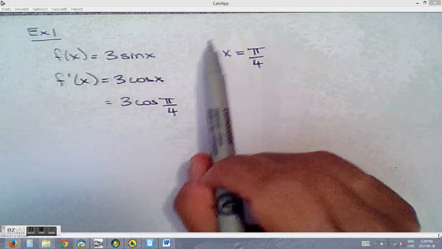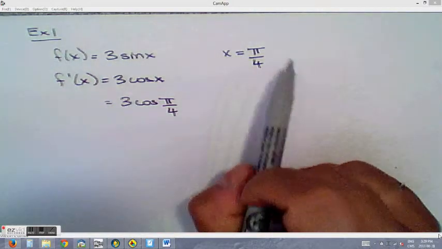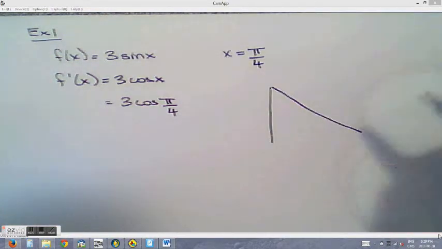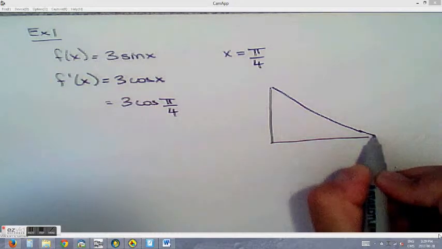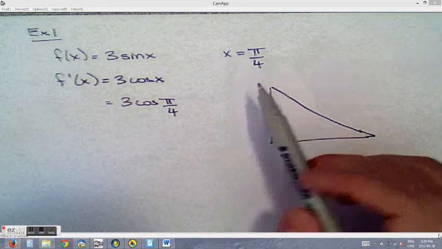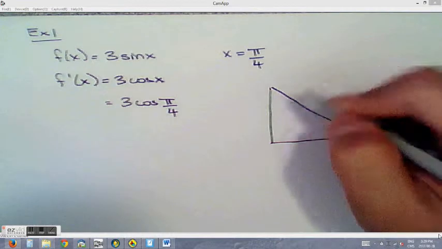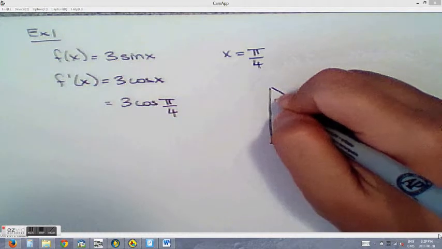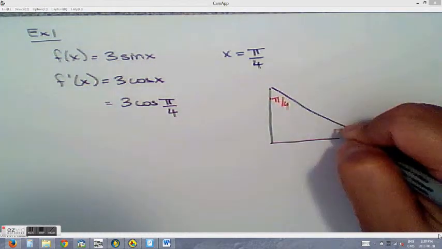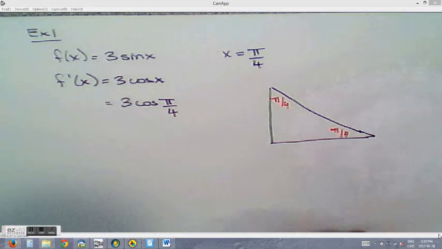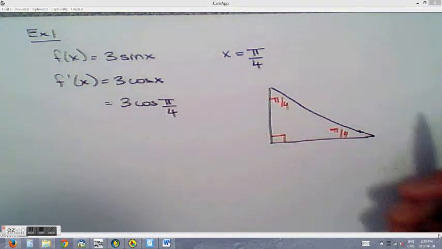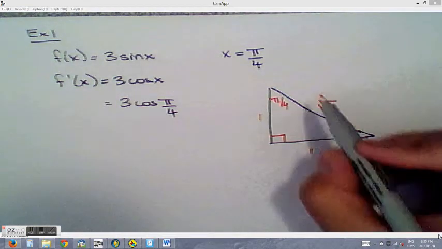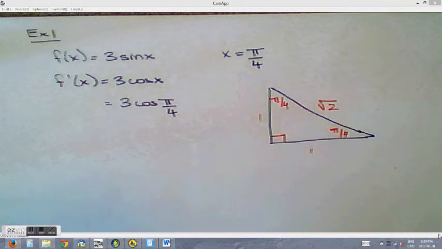We are going to be working with radians quite a bit in this unit, so we might want to review special triangles. If we have radians, we can use special triangles in order to come up with exact values for some of the most popular angles. This particular one is our special triangle where we have pi over 4, and this is 90 degrees. So we have 1, 1, root 2. I call this the 1, 1, root 2 triangle.